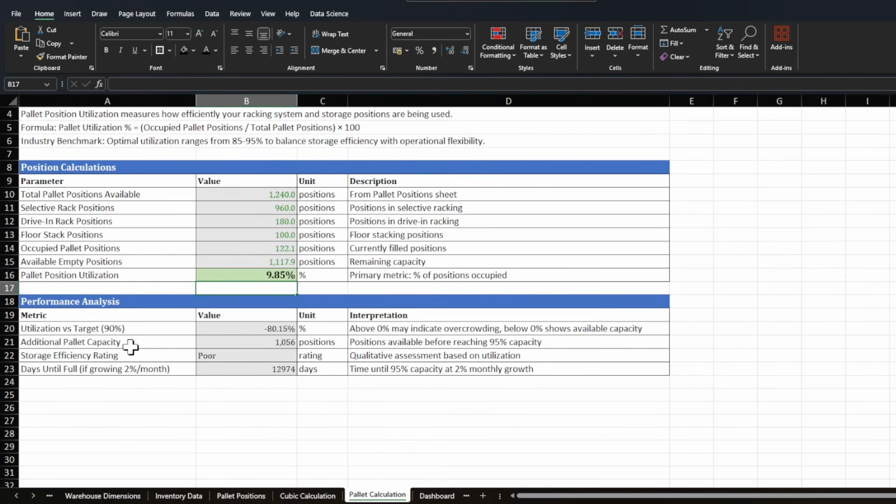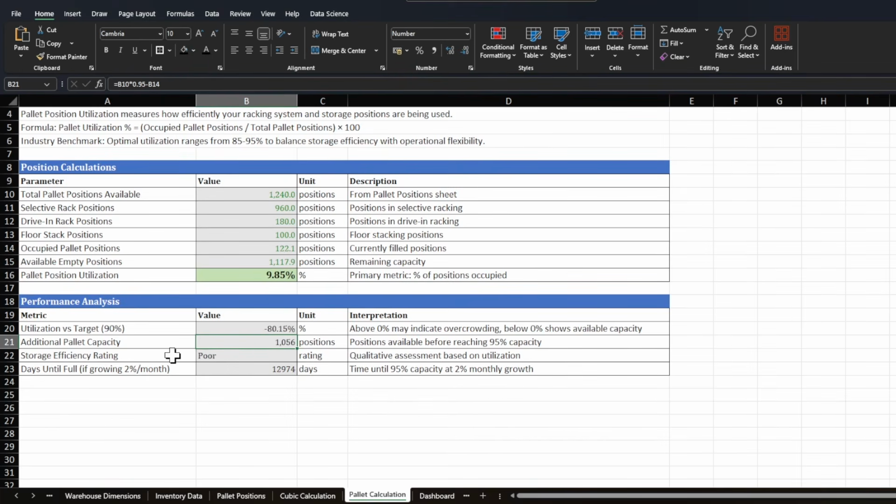So how much additional pallet capacity is available as per the 95% capacity utilization? Because generally nobody fills their warehouse to 100% because operationally it has various challenges. So at 95% capacity, you still have 1054 positions remaining.